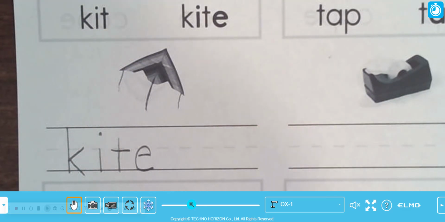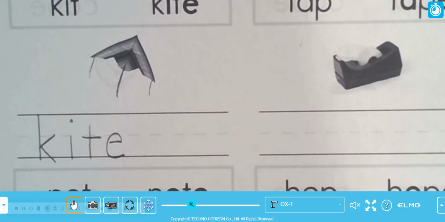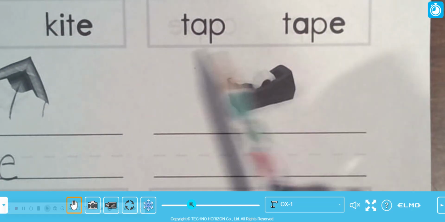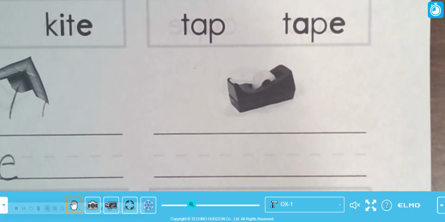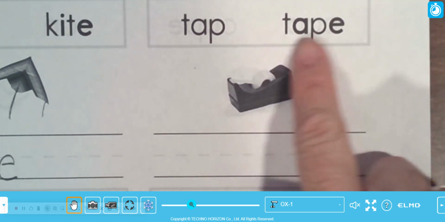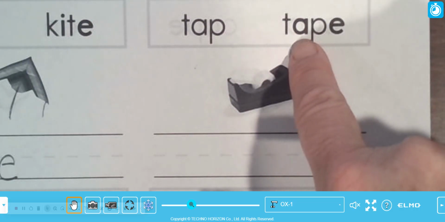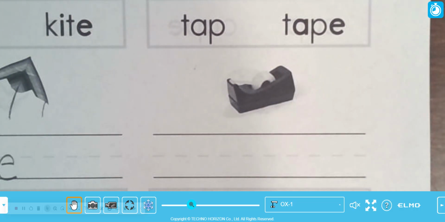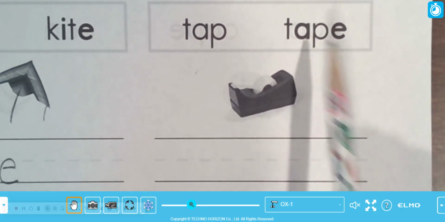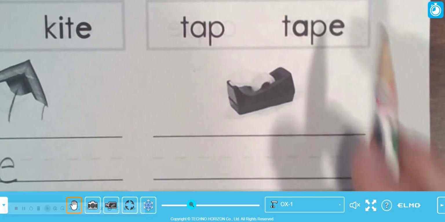Okay. Let's go to the next word. If you haven't finished writing down kite, just pause that video, okay? Because we're going to go to this word. See this picture? Which word goes with it? Is it this one? Do you know what this word is? This is tap. Now this is almost tap, except that long E changes this A to a sound instead of ah. What word is it? Tape, right? So which word goes with this picture? Tap or tape? Right, tape does. So let's write that down.